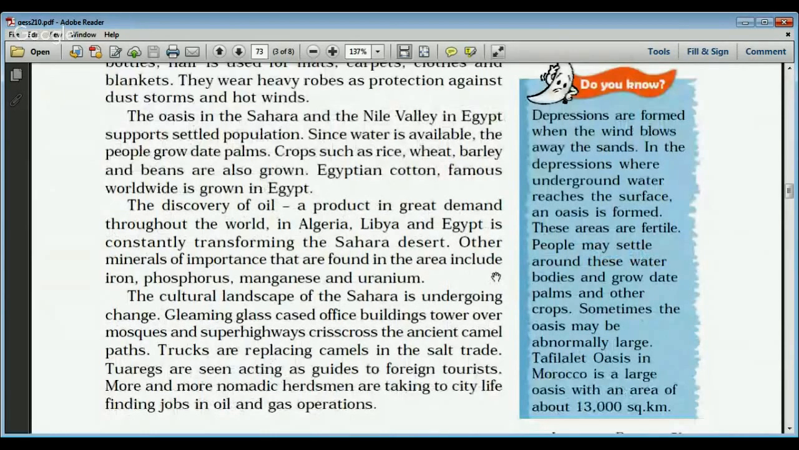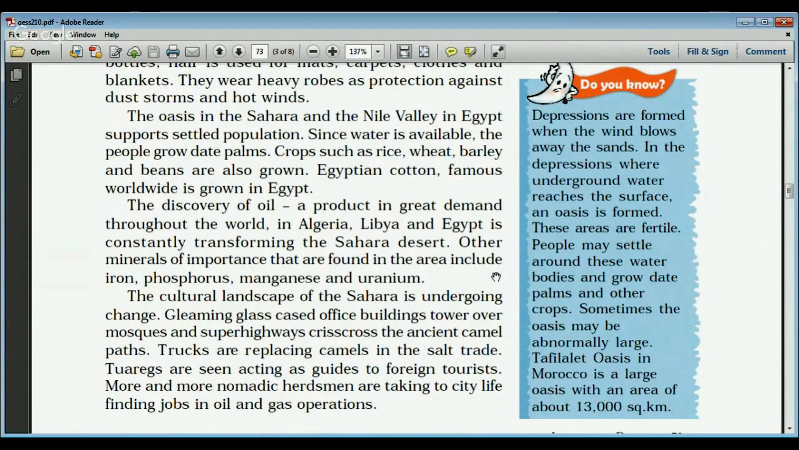And since water is available in the oasis region, people started growing date palms. Sometimes crops such as rice, wheat, barley, and beans are also grown in this region. And this is an important fact that Egypt is very famous worldwide because of its cotton. Egyptian cotton is famous worldwide and is grown in Egypt.